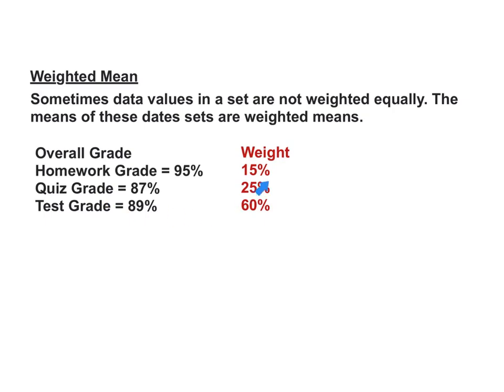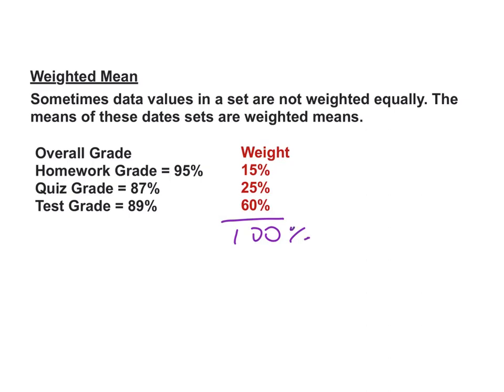So in order to do the calculation here, it's similar to the grouped data set, where we multiplied by the frequency. Okay, in this case, instead of multiplying by the frequency, we multiply by the weight. And so I'm going to have to convert all this into decimals. So 95% of the grade is only actually worth 15% of the overall grade. 87% quiz grade is only worth 25% of the overall. And the test grade, 89%, is worth 60%. Now, this, of course, has to add up to 100% of my grade.